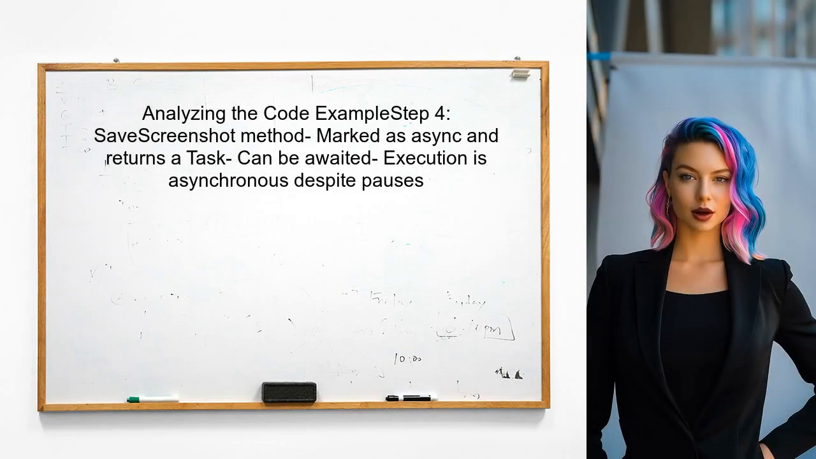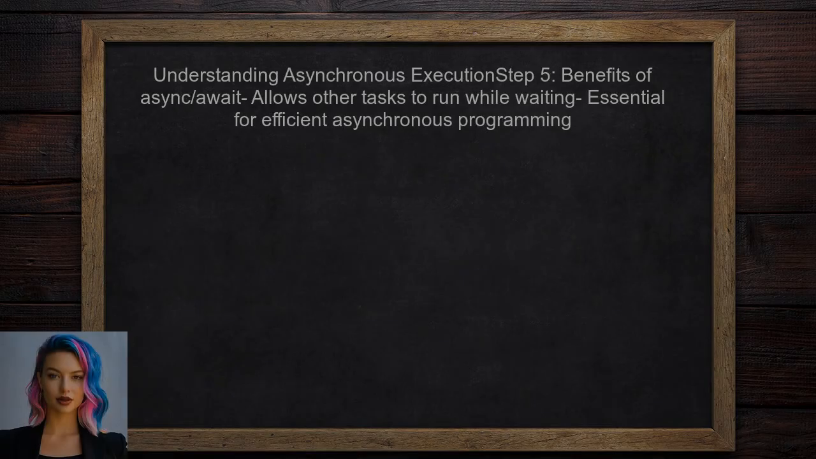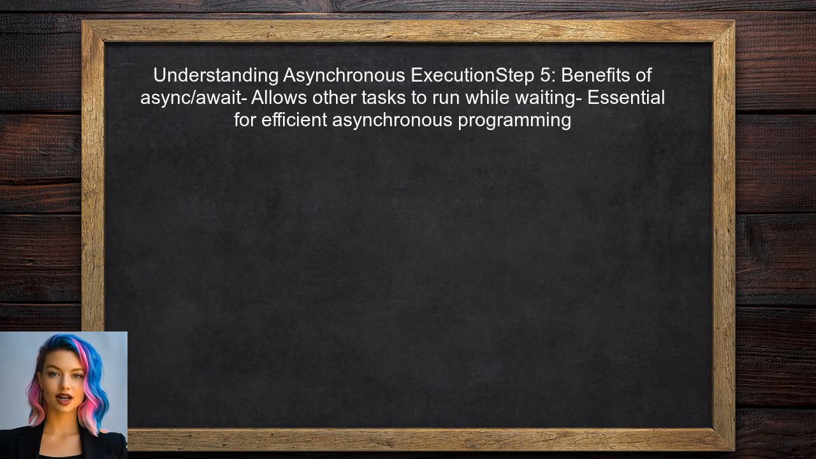In the provided code example, the user can see that the method saveScreenshot is marked as async and returns a Task. This allows it to be awaited. The user should note that while the method appears to pause at the Task.Run call, it is still running asynchronously. Finally, when an async method is called with await, it allows other tasks to run while waiting for the awaited task to complete. This is the essence of asynchronous programming in C#.